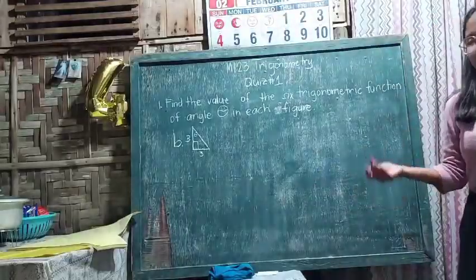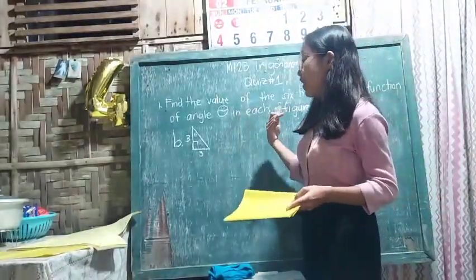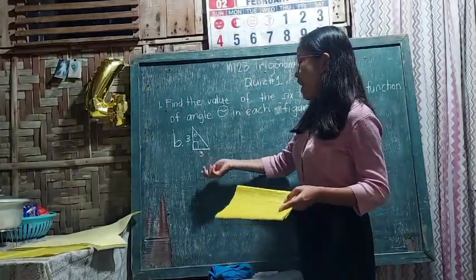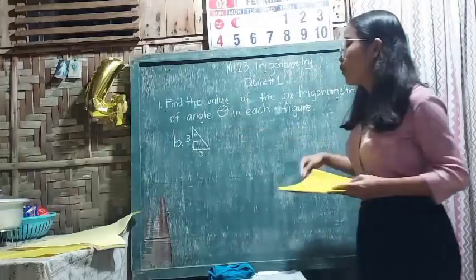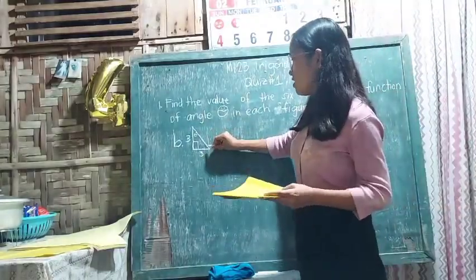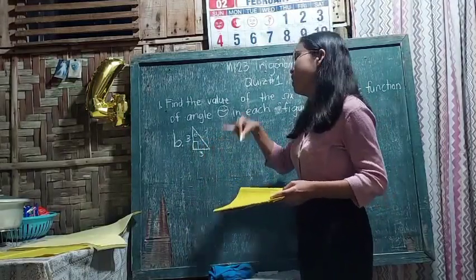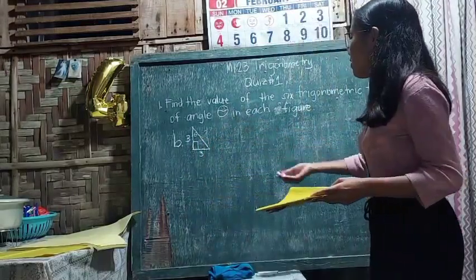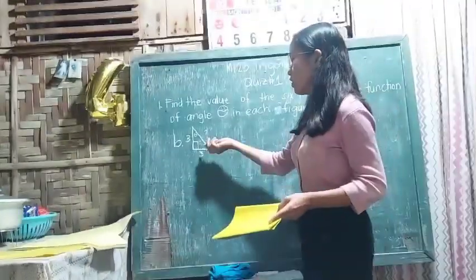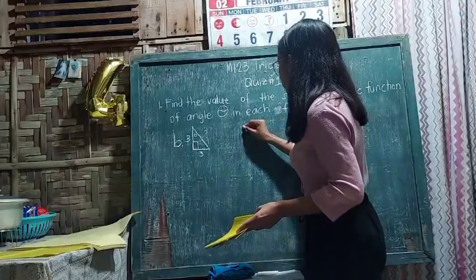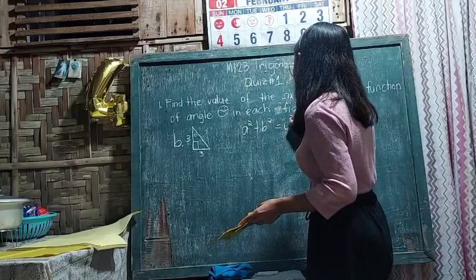Now for our next figure, it is a right triangle with an opposite side of 3 and an adjacent side of 3. Now we are going to look for its hypotenuse since it doesn't have any value. To look for the value of the hypotenuse, we are still going to use the Pythagorean theorem since it is a right triangle. So it's going to be a squared plus b squared is equal to c squared.